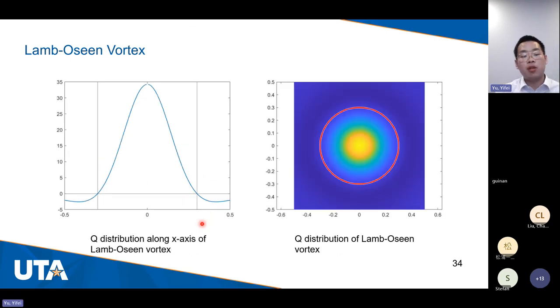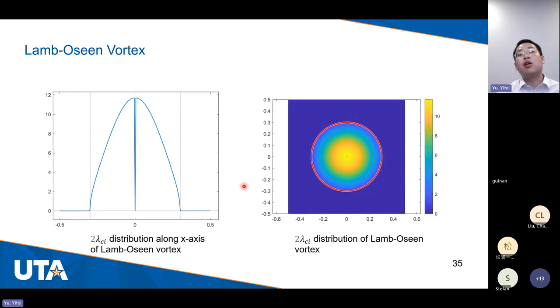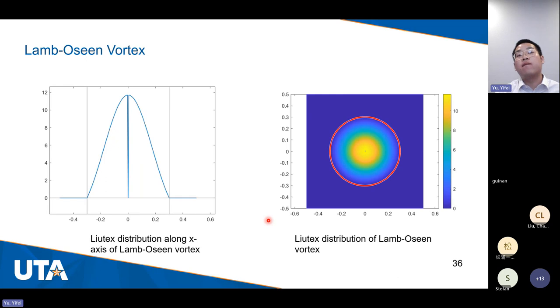And we can look at Q. Q is better than vorticity. We can consider it reflects the fact because there's no visible difference. These two black lines also represent the vortex curve boundary. So for Q, we cannot see any visible difference. And this is 2 lambda CI. Also, we don't see any visible difference. And Liutex, of course, no visible difference.